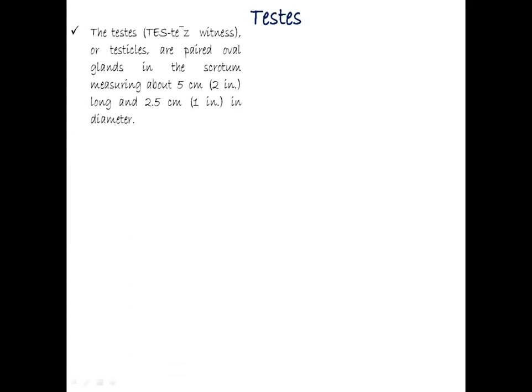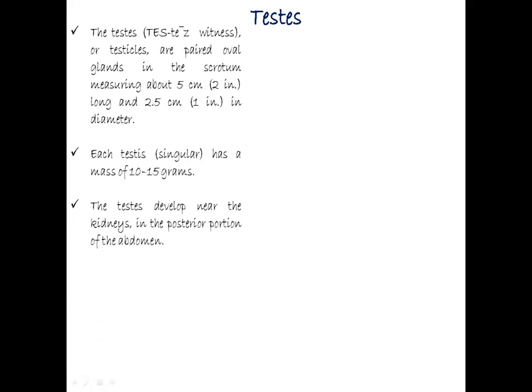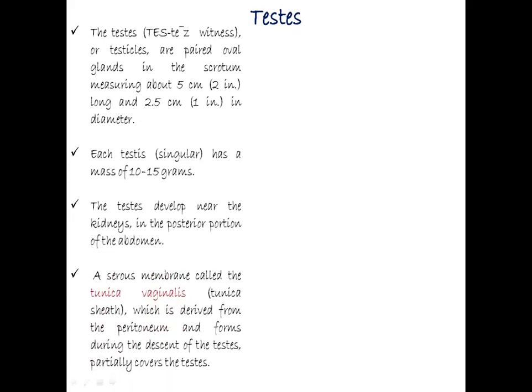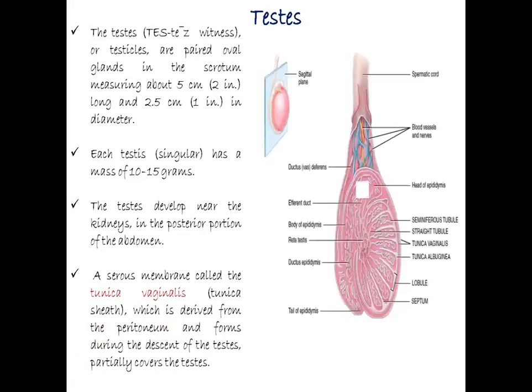Next one is the testes. The testes or the testicles are paired oval glands in the scrotum measuring about 5 cm long and 2.5 cm in diameter. Each testis has a mass of 10 to 15 grams. The testes develop near the kidney in the posterior portion of the abdomen.